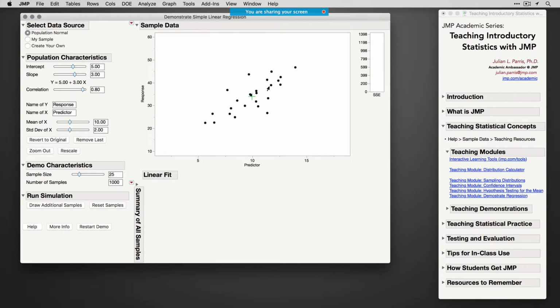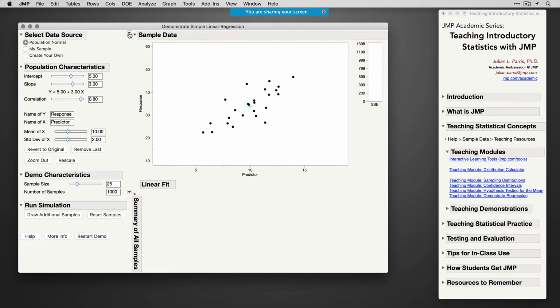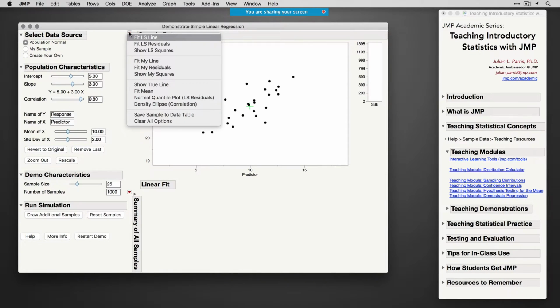And I'm going to drag out the scatter plot for you to see this. Under the red triangle for the sample data, we have a number of tools that let us investigate conceptually what is happening with linear regression and how does linear regression work. And the first thing I'm going to show you is something that's nice to do with students when they're first getting to know linear regression. That is, first getting to understand what it is to fit a line to data. And what I like to turn on is this fit my line.